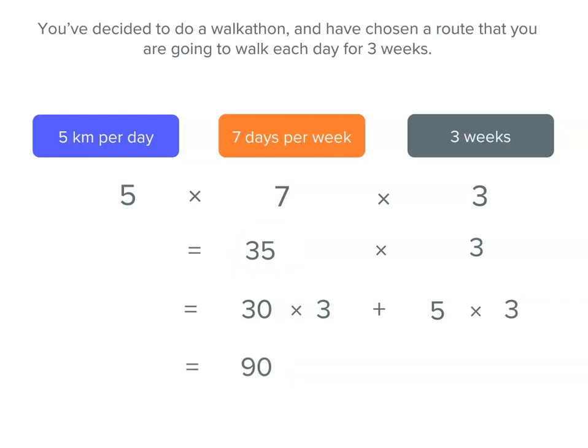30 times 3 equals 90, and 5 times 3 is 15. So when we come to add these, 90 plus 10 is 100, and 5 more is 105, and it's kilometres. So that's how far you will have walked in the total 3-week period.